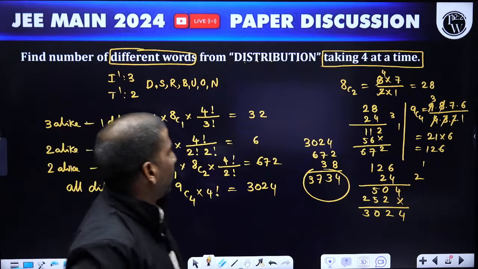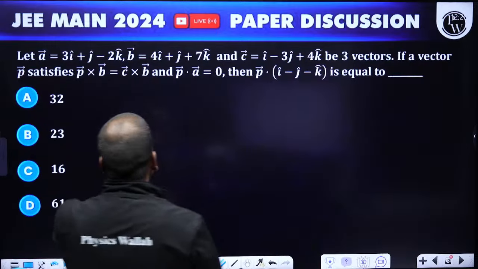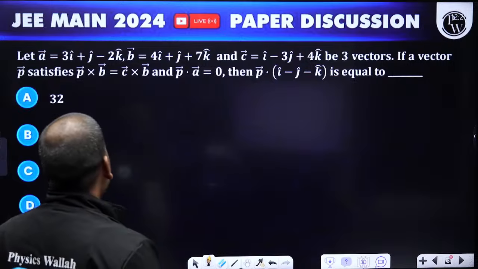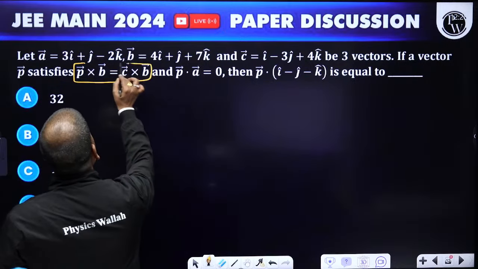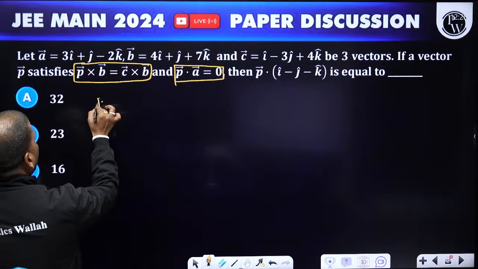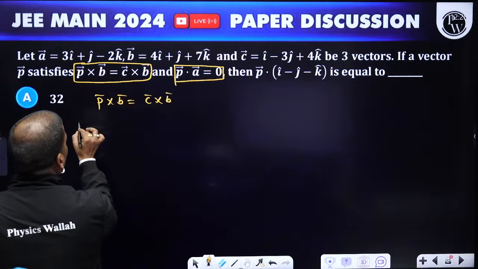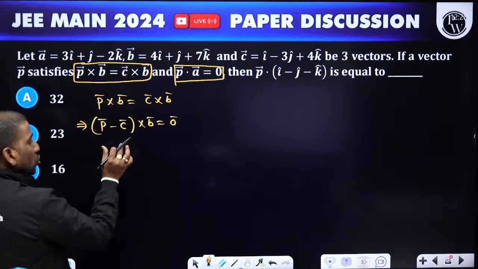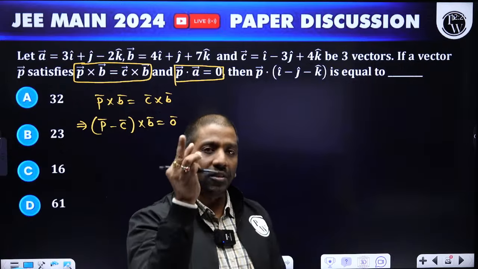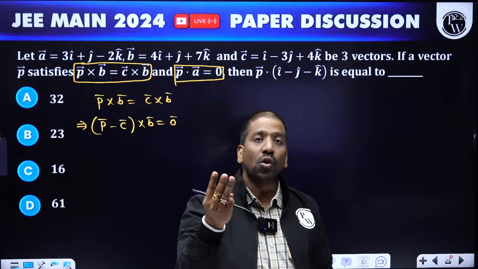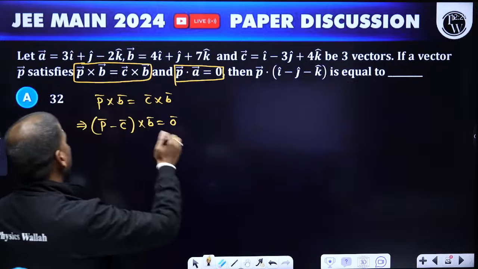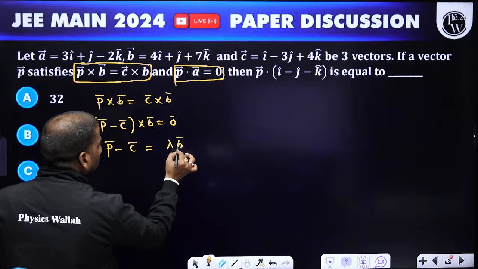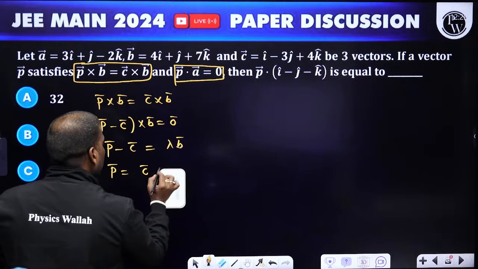Okay, right. So this is a calculation based question. Now again, a question from our favorite chapter, vectors. A bar, B bar, C bar are 3 vectors, a vector P satisfies... So this is also a direct model, right? Many times we come across these models. P cross B is equal to C cross B, so I could write P bar minus C bar cross B bar equal to 0 bar. So cross product of two vectors is 0 vector, then three possibilities: either the first vector is 0 or the second vector is 0, or one vector is parallel to the other. These vectors are not 0 vectors, so P bar minus C bar is parallel to B bar, that means lambda times B bar. So then P bar is equal to C bar plus lambda times B bar.